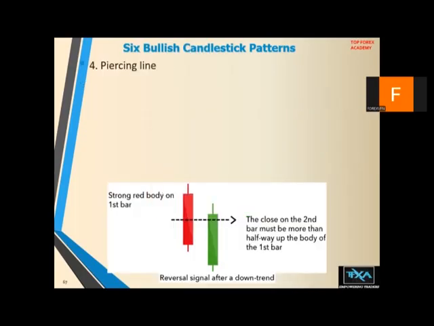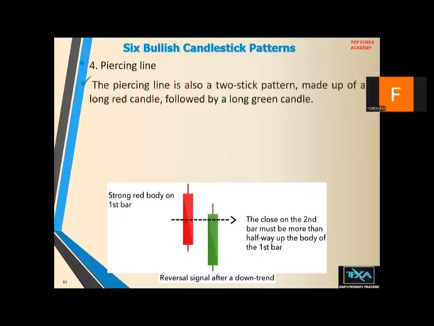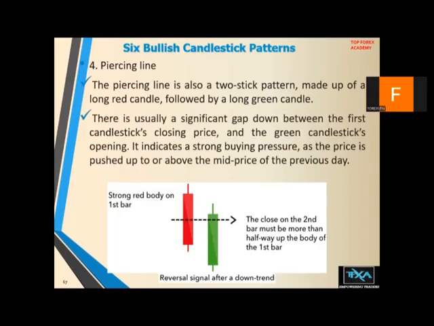So now let's look at the next candle, which is the piercing line. The piercing line is also a two-stick pattern made up of a long red candle followed by a long green candle. There's usually a significant gap between the first candle's closing price and the green candle's opening. It indicates a strong buying pressure as the price is pushed up to or above the mid price of the previous day.